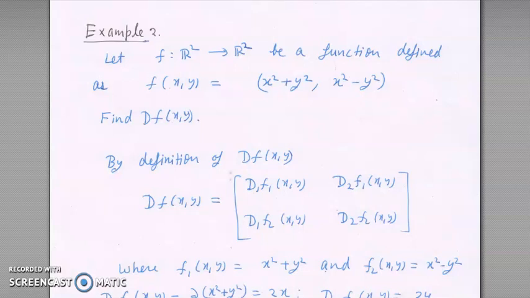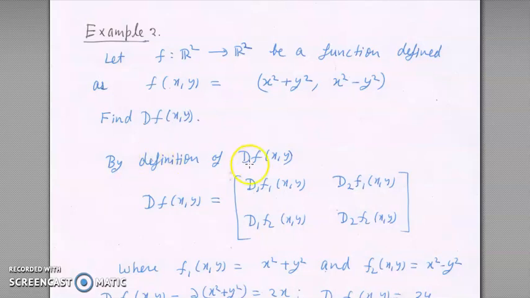In continuation with lecture 5, we are now going to give some more examples of the Jacobian matrix. Example number 2: let f be a function from R2 to R2 defined as f(x,y) = (x² + y², x² − y²), and we are to find df(x,y), that is the Jacobian matrix of f at the point (x,y). Here, in place of any particular point, we have taken a general point.